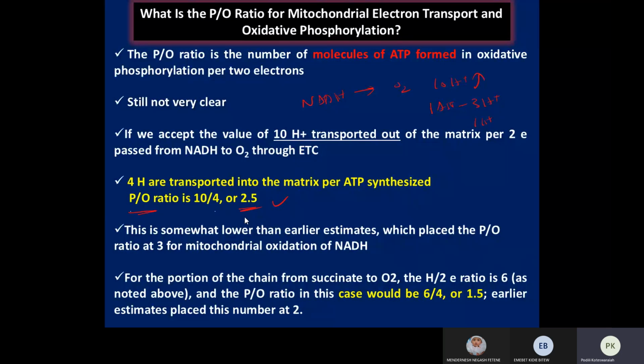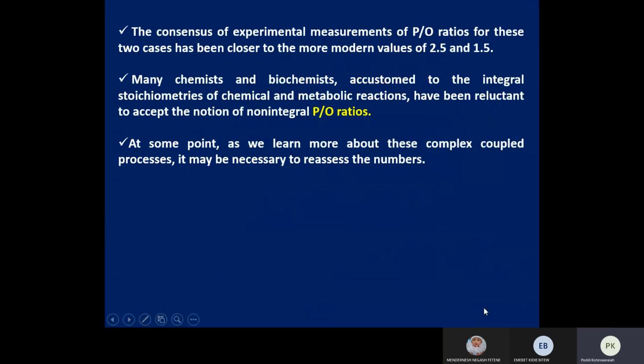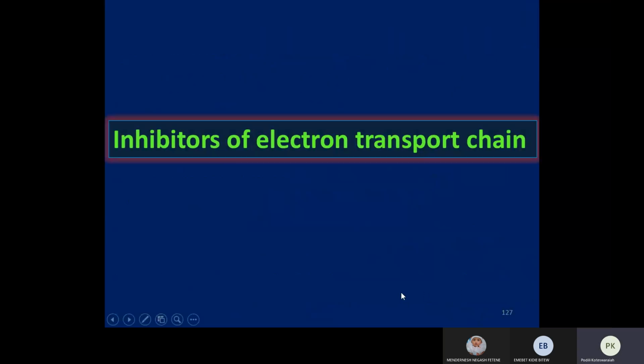In case of FAD, you can see here the FAD enters the electron transport chain at complex 2. Therefore, only 6 protons are transported when FADH2 donates its electrons to the molecular oxygen. Therefore, the P by O ratio for the FADH2 is 1.5. So this is about the P by O ratio.